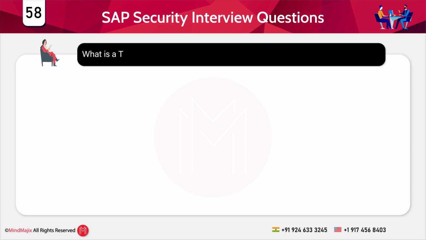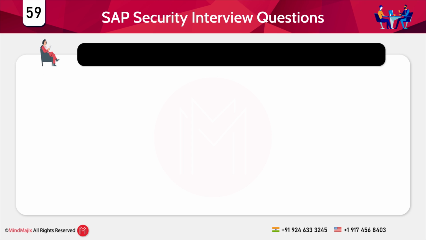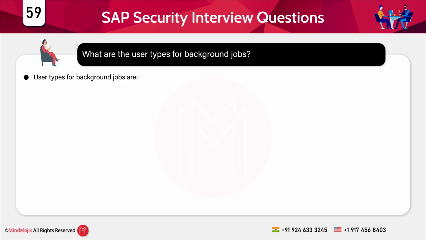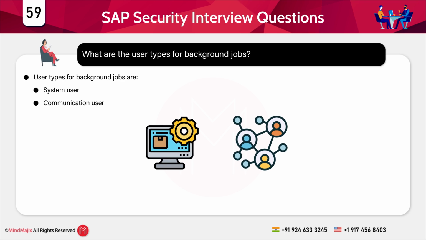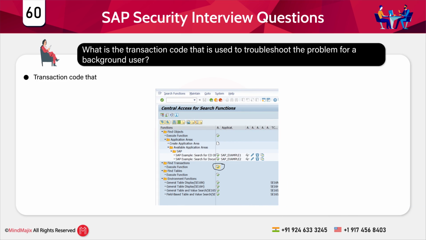The next question is, what is a T code in SAP? So a T code is nothing but a transaction code, and this is used for running the program in the SAP application. The next question is, what are the user types for background jobs? So user types for background jobs are, first one is the system user, and then you have the second type, which is the communication user. The next question is, what is the transaction code that is used to troubleshoot the problem for a background user? So the T code is ST01.